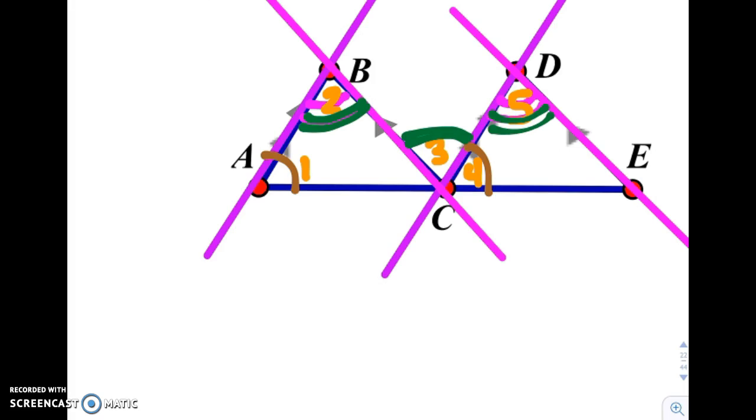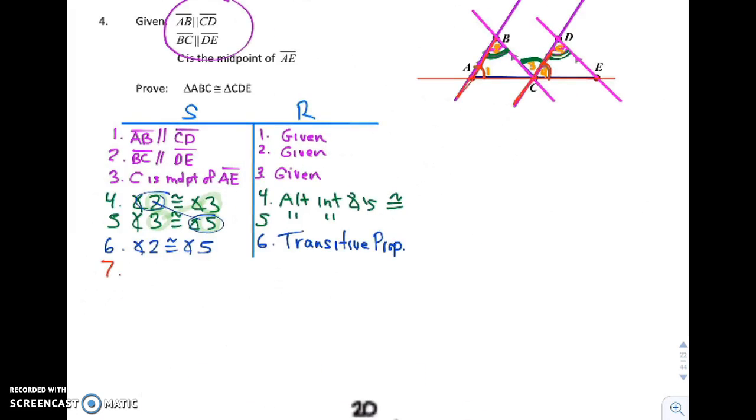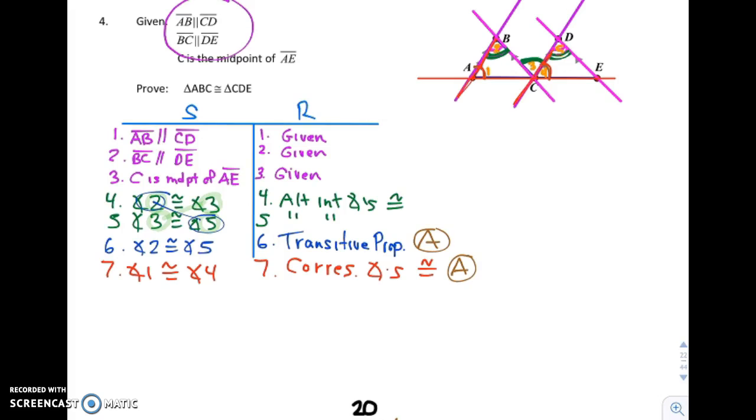Okay, that was a lot of work just to prove 2 and 5 congruent, but now we have a pair of angles. The other one's a little bit easier. If you look at this transversal here, and you have these two parallel lines here, angle 1 and angle 4 are corresponding angles, and they are congruent. So the next one, we can say angle 1 is congruent to angle 4 because corresponding angles are congruent. So far, we have a pair of angles and a pair of angles.